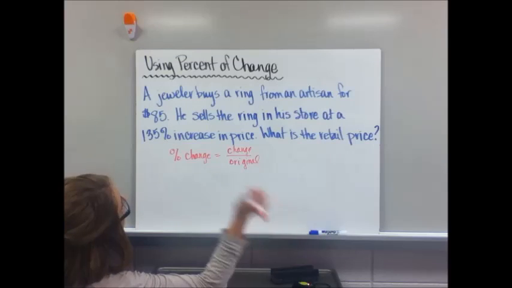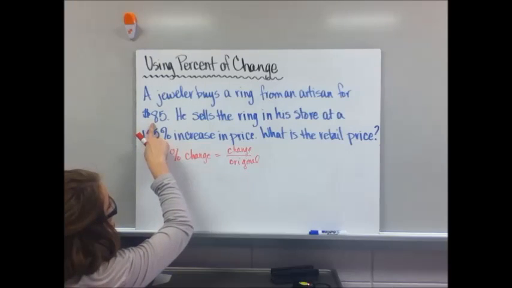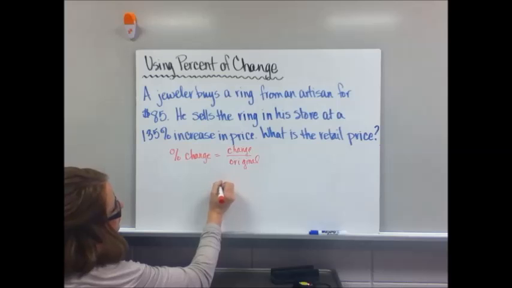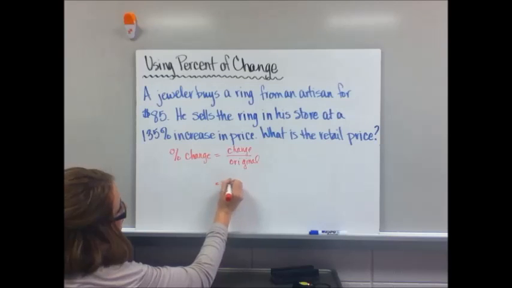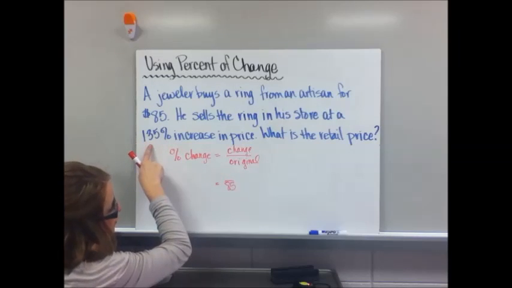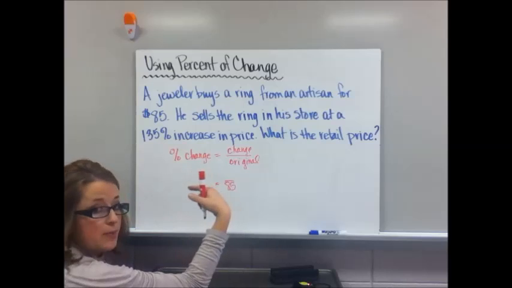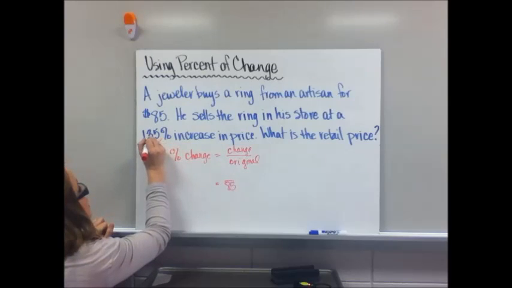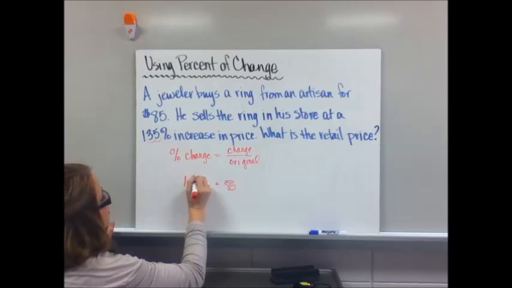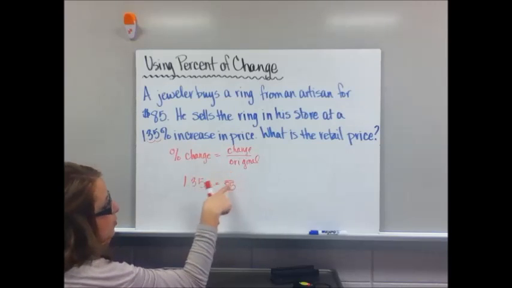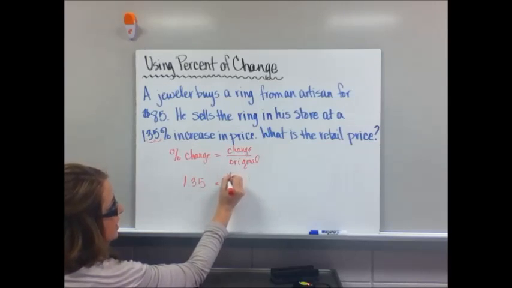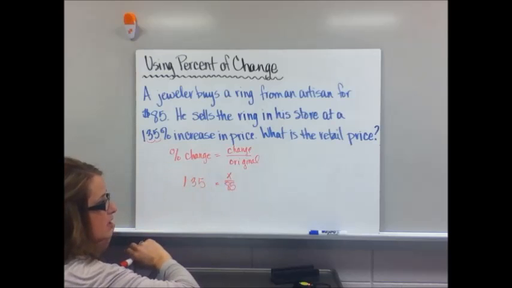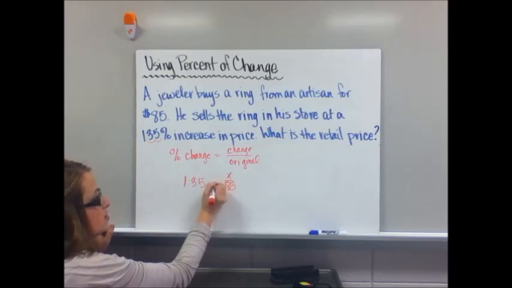So what we can do is plug in what we know and then solve for what we don't know. So we know $85. $85 is the original. It can go on bottom. And then we've been given 135%. And anytime you're putting a percent into an equation, you're going to put it into a decimal. So move the decimal back over. And so 1.35 equals what we don't know. We're going to put that as x, the amount of change over 85.